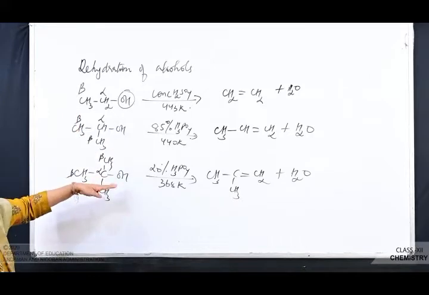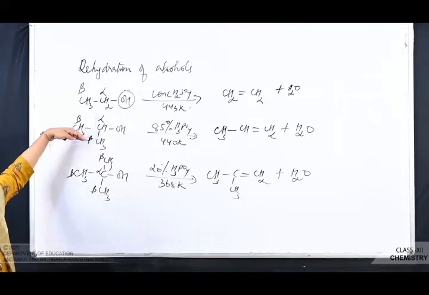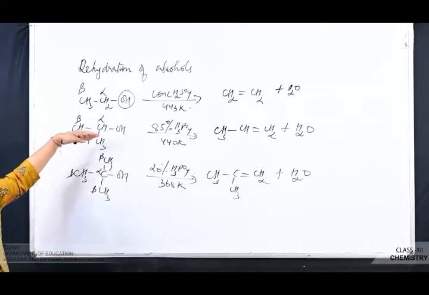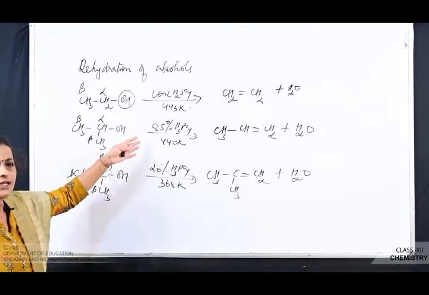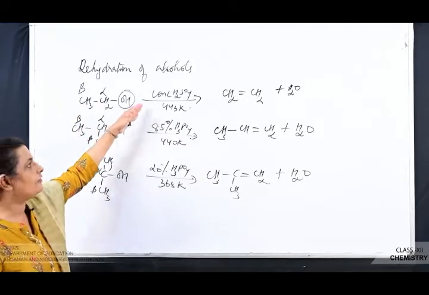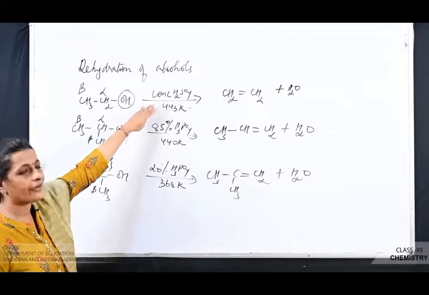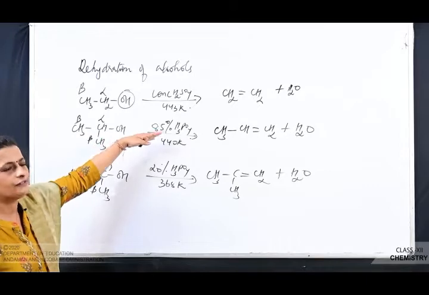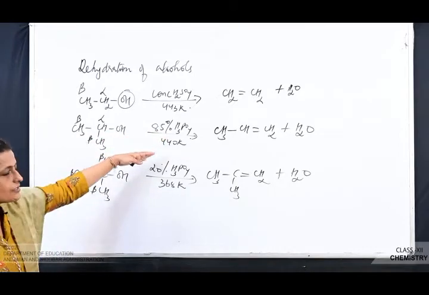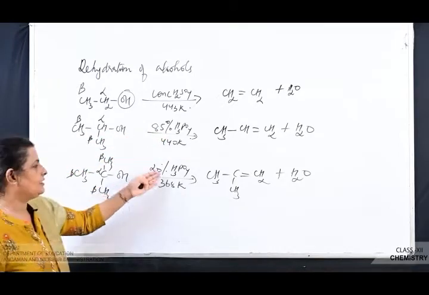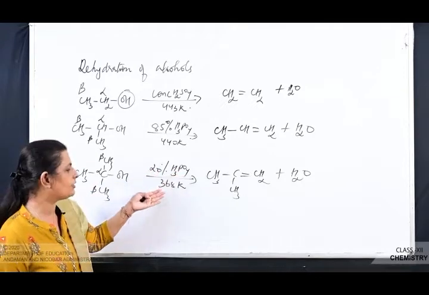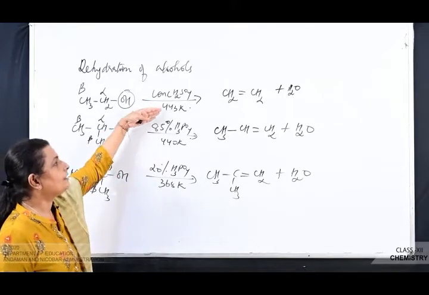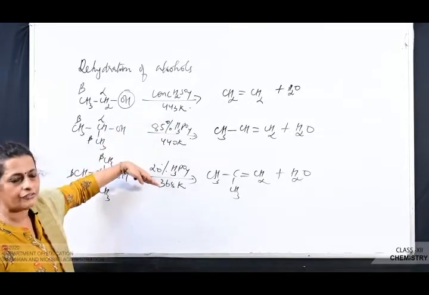Now, see, in all these three cases, first case I took a primary alcohol, in the second case I have taken a secondary alcohol and in the third case a tertiary alcohol. But as the type of alcohol changes, what is happening to the reagent which you have taken? It is different. In case of primary alcohol, we are taking the strongest dehydrating agent, that is concentrated sulfuric acid. In case of secondary alcohol, it is 85% phosphoric acid which is mild and the temperature is also low, and in case of tertiary again it is just 20% phosphoric acid at 368 Kelvin. So, how can you explain this? Why is the difference in the catalyst which you are taking in all the three different types of alcohols?